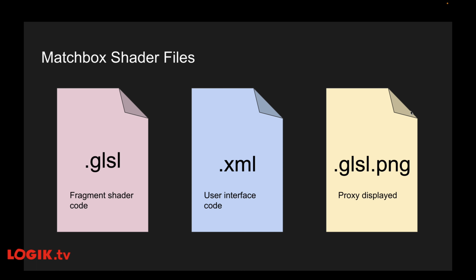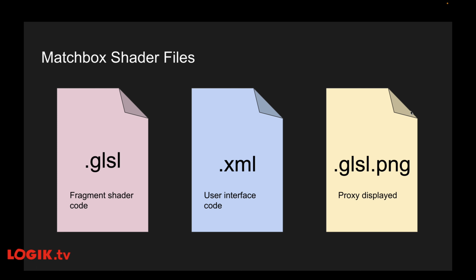Next, we have the XML file. And the XML file is a Flame-specific script because it contains the code that dictates how the user interface controls in the Matchbox shaders are going to look like. XML stands for Extensible Markup Language, and it's going to look a lot like the language used to build websites.